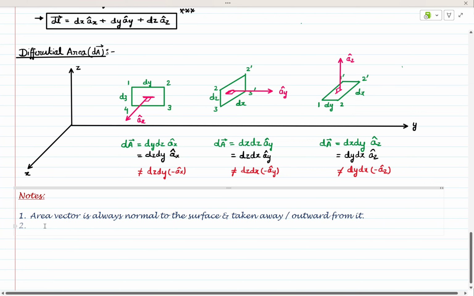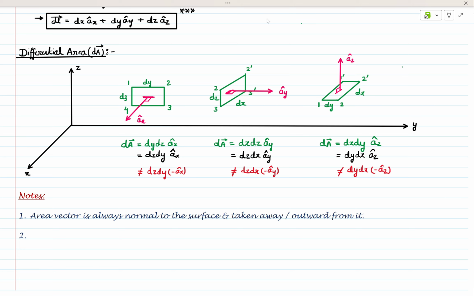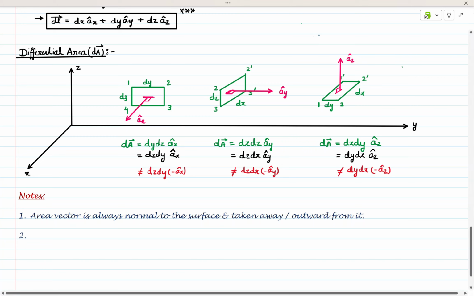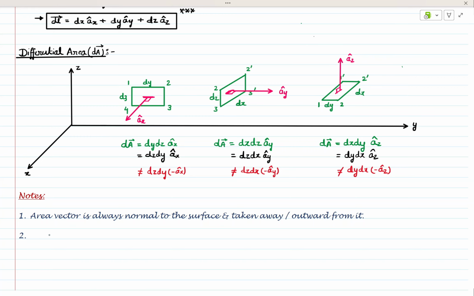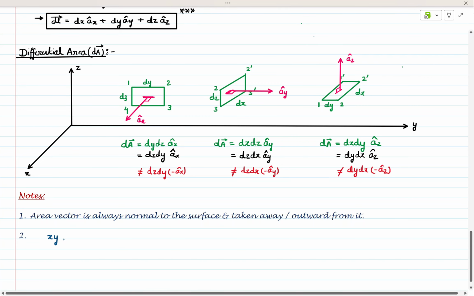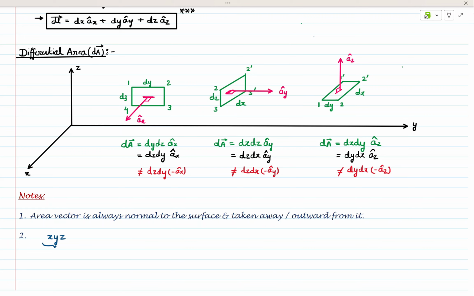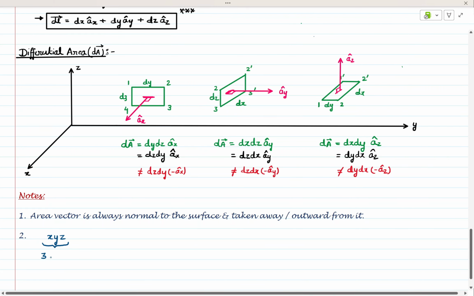Now, the other thing, which is very, very important and very interesting also. In the case of the Cartesian coordinate system, you can see there are three parameters, right? What are those three parameters? X, Y, and Z. These are the three parameters in the case of the Cartesian coordinate system.